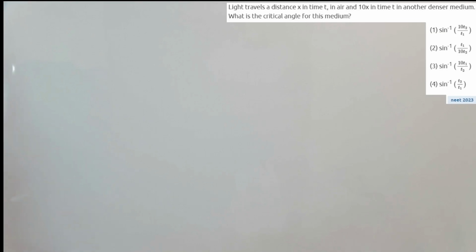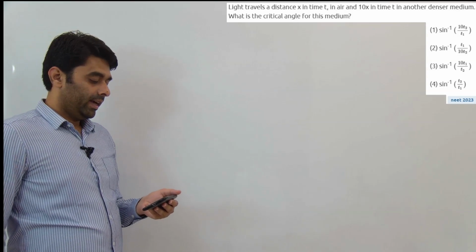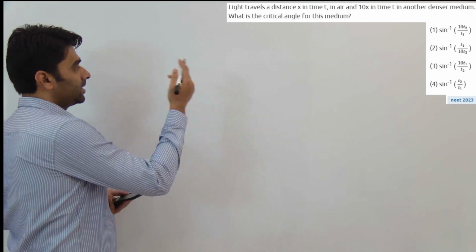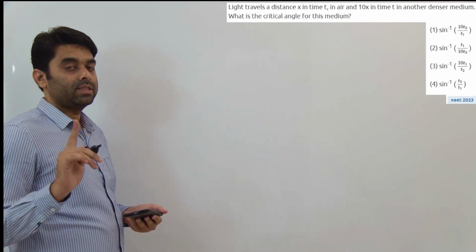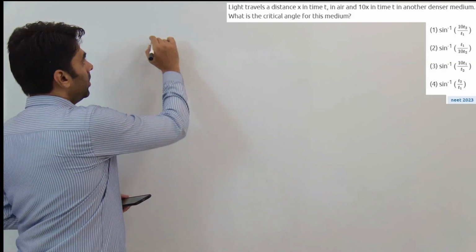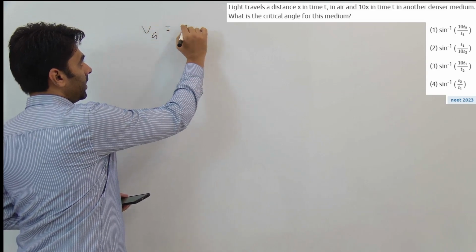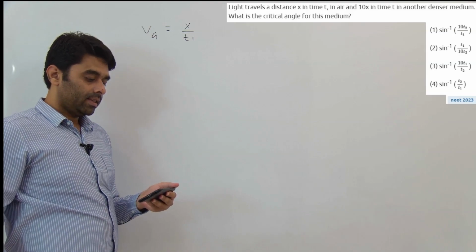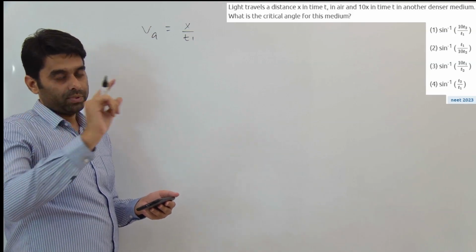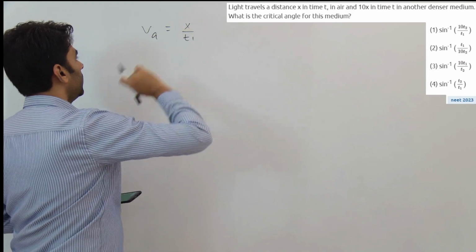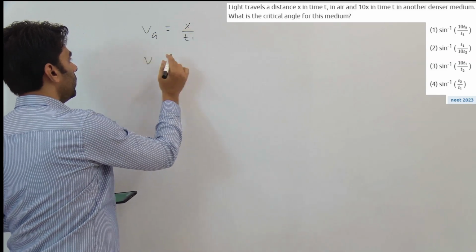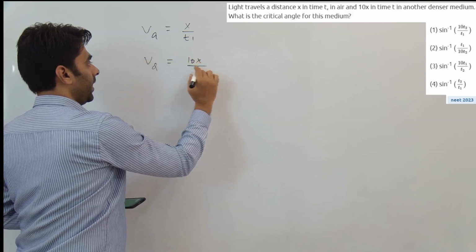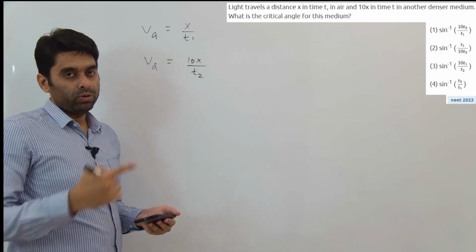So the first question that is given to us says light travels a distance x in time t1 in air. So x distance it travels in time t1. If distance is given and time is given, we can calculate the speed. So velocity of light in air can be written as x by t1, and 10x in time t2. Please note this is t2, there is a printing error. So velocity in denser medium is 10x by t2.